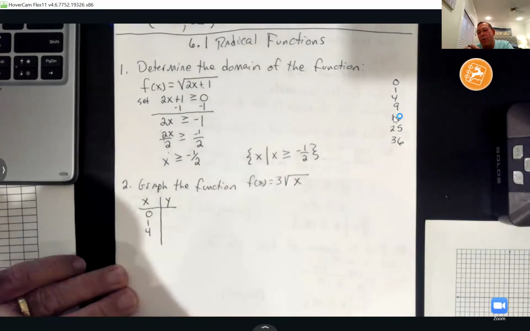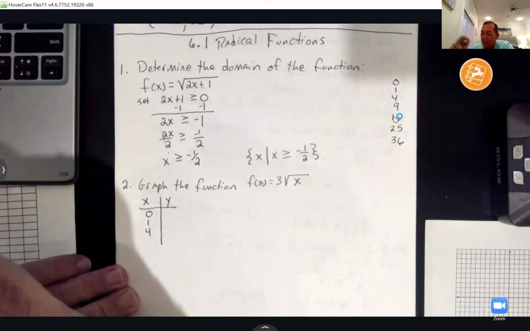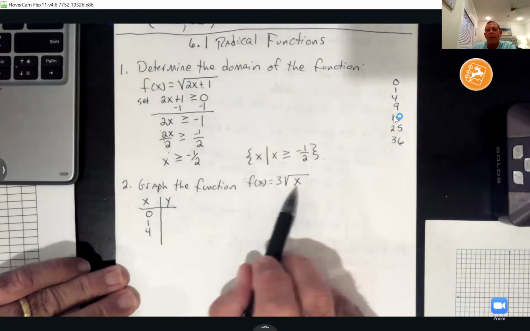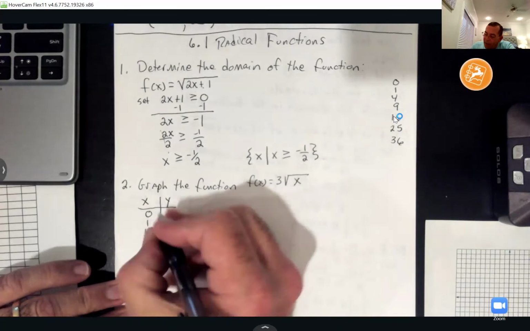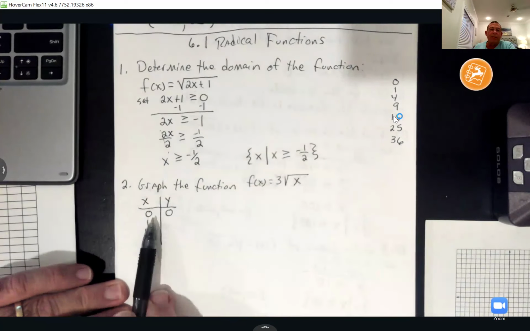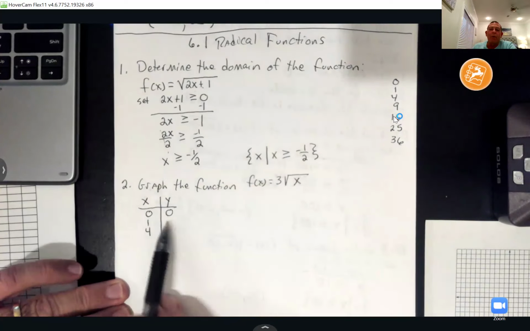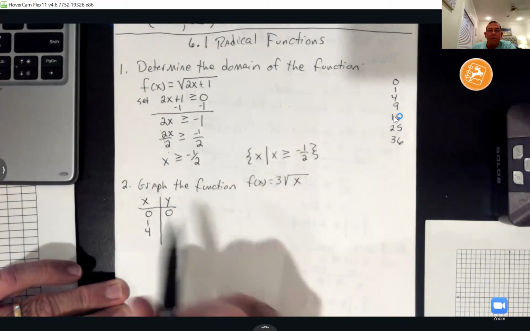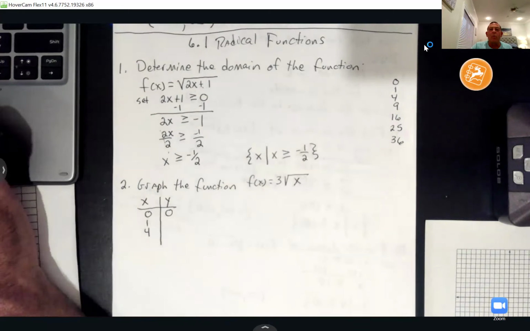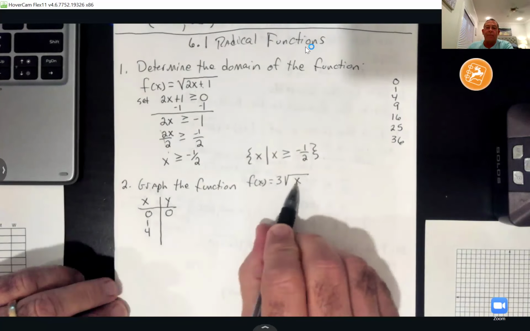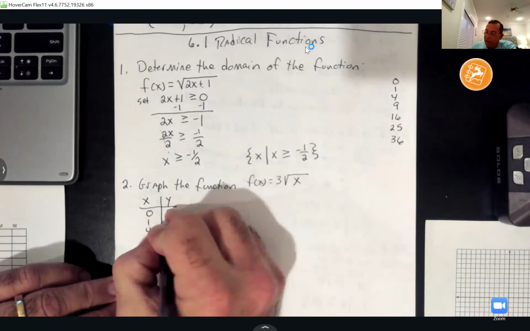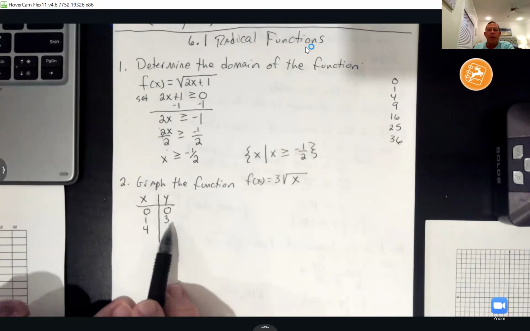Just to get an idea of what the graph will look like, okay? So if I put a 0 in there, square root of 0 is 0. 0 times 3 is 0. So my first point will be 0, 0. Then I'm going to put a 1 in for the x. Square root of 1 is 1, and then 1 times 3 gives me a 3. So my second point will be 1, 3.